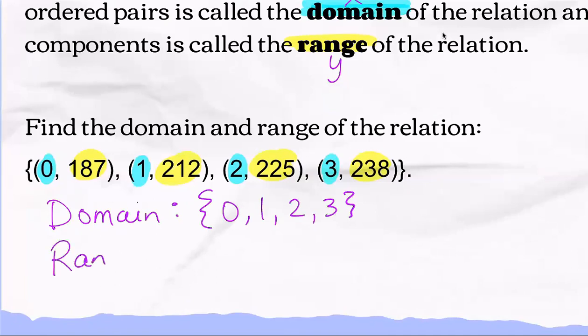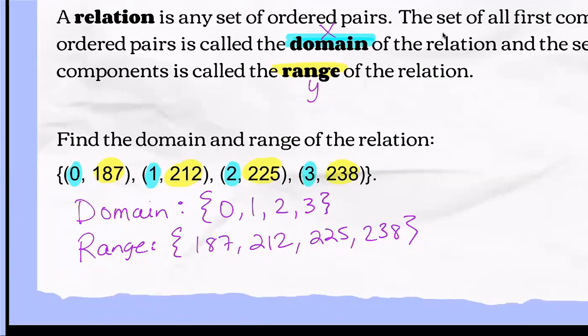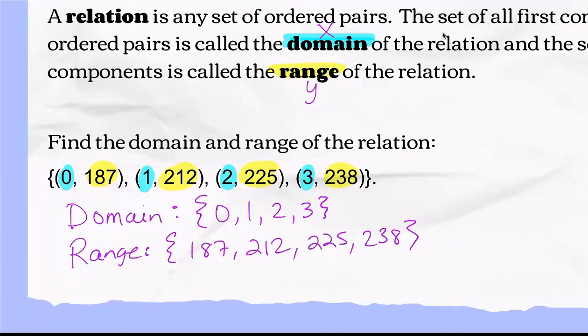And if I was writing the range, it's going to be 187, 212, 225, and 238. All right. One thing to note is if any numbers double, you don't have to write them twice. So for instance, let's say in the domain, there were 2 3s in the X position. You would only have to write it once.